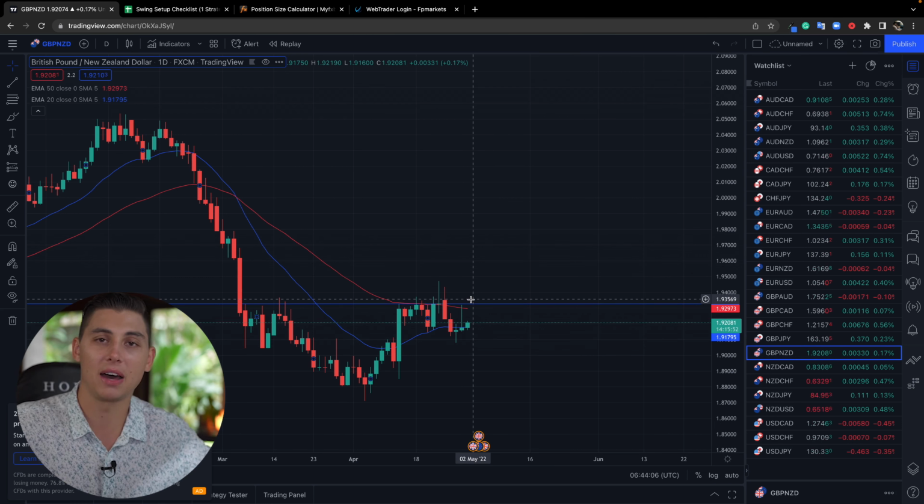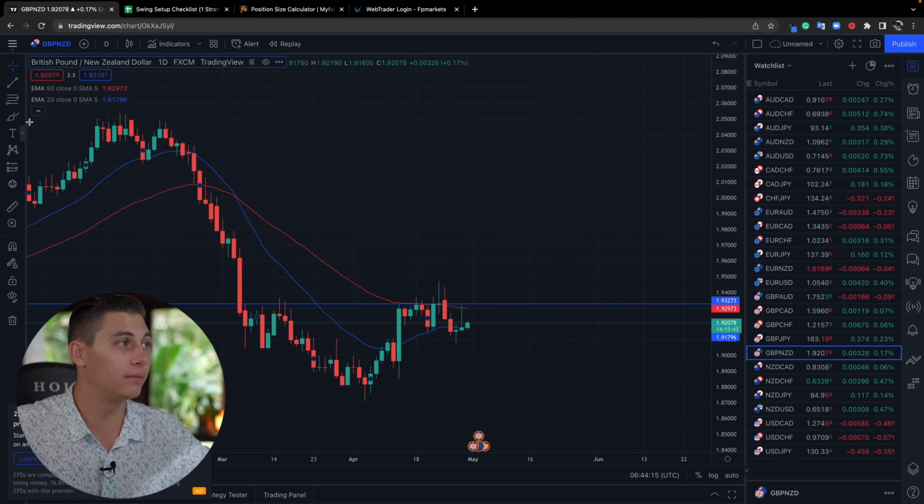So there's something called the path of least resistance, right? Price will generally travel in the path of least resistance. So resistance here, right? And we're going to go and put our position in play here.